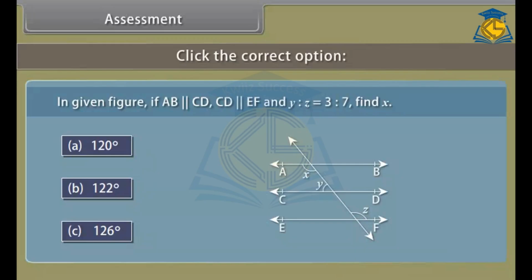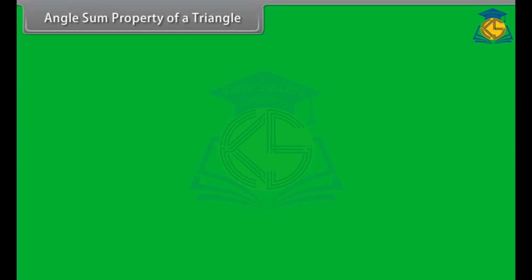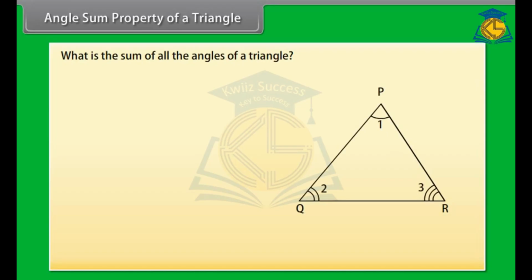Assessment. Let us go through an interactivity now. Click the correct option. Angle sum property of a triangle. Can you tell what is the sum of all the angles of a triangle? Yes, you are right. The sum of all the angles of a triangle is 180 degrees.